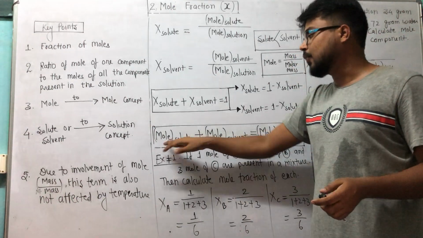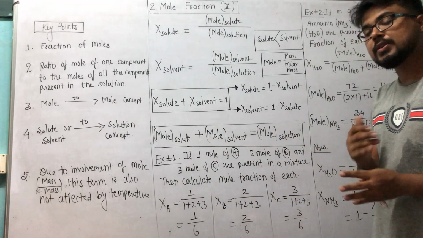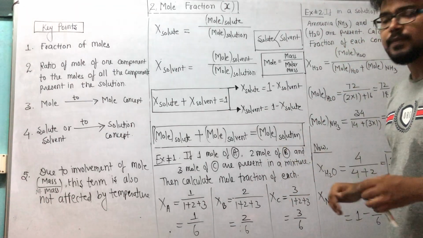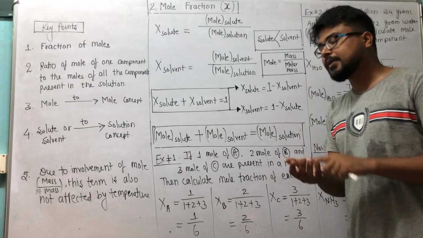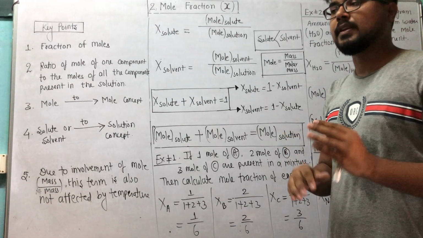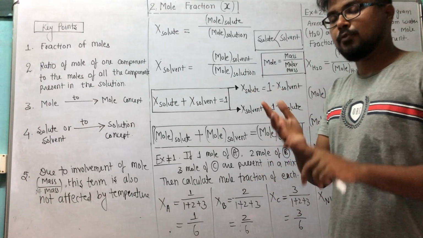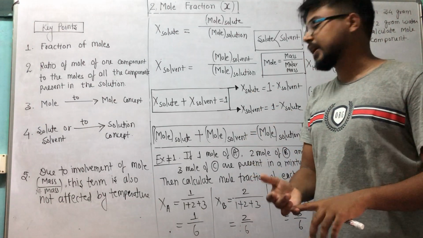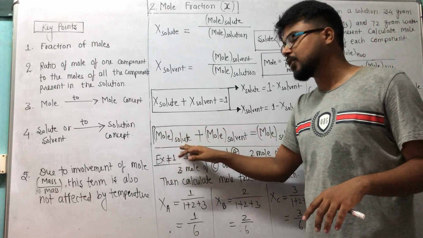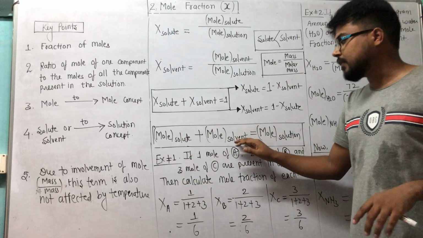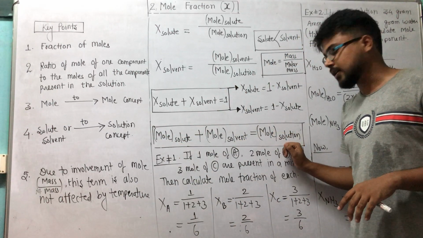And students, mole of solute plus mole of solvent, what is it? Mole of solution, correct? So whenever we add the solute and solvent, we get the solution, with respect to mass, with respect to volume, with respect to mole. Suppose I add moles of solute and moles of solvent, I will get moles of solution.